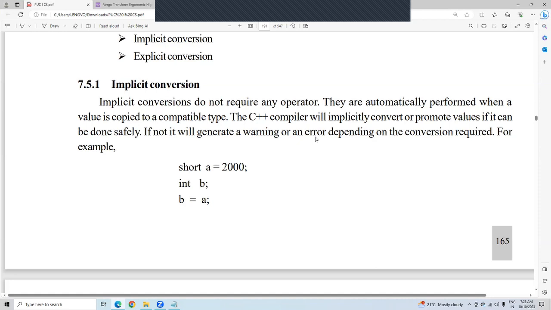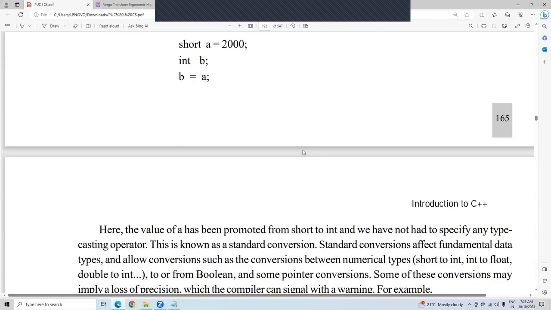See, now there is a value short a equal to 2000. It's a short integer value. Int b equal to a is there. Now in this, the value of a has been promoted from short to int because short integer is a lower priority data type than int data type, because the short data type's total range is smaller than the int range.